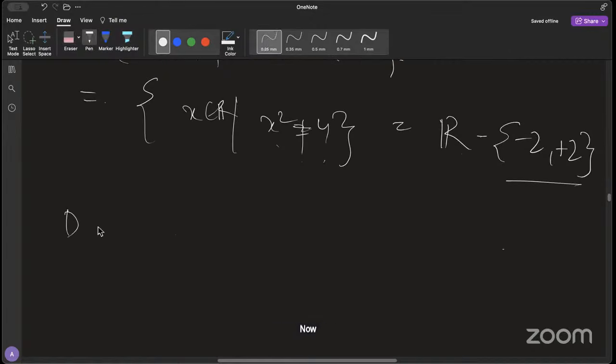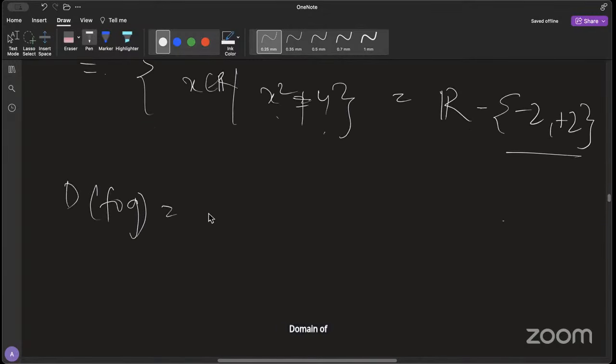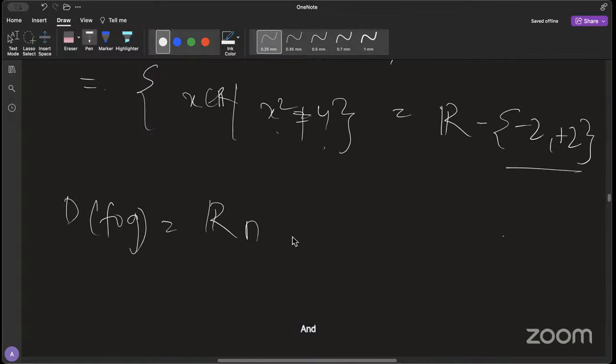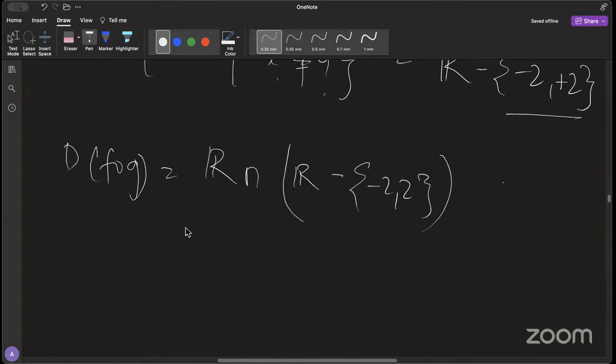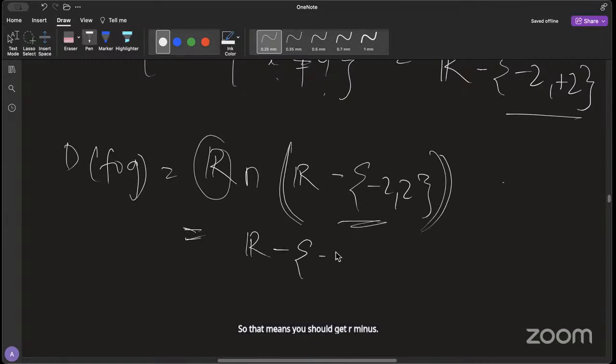Now you have two sets for the domain of FOG. The domain of G was real numbers, and it's intersected with R minus 2 and 2. R intersected with any set gives you that set only, provided that set is a subset. This is a subset of R, right? So you should get R minus 2 and 2. That's the domain for FOG.